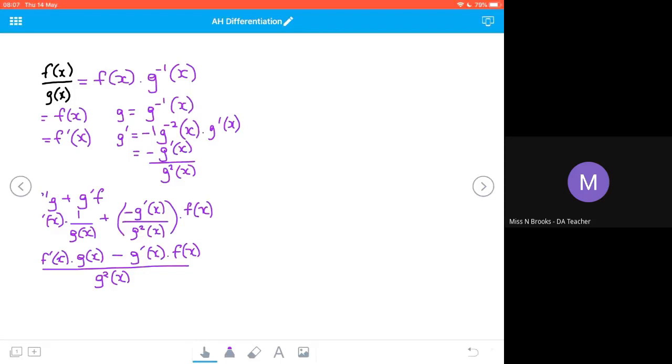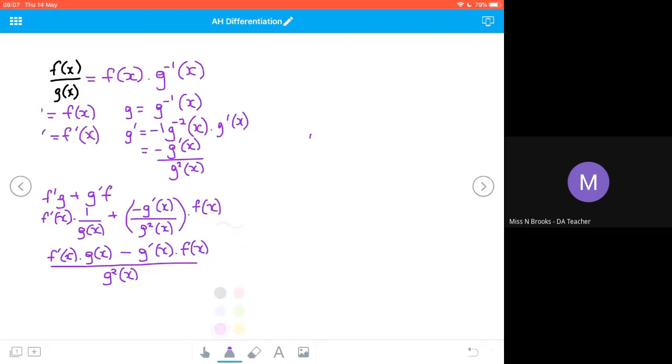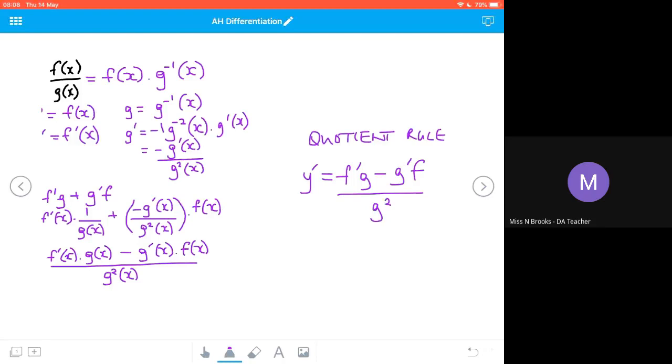So to simplify that, in our Lagrange notation, we can say that the quotient rule is y prime equals f prime g take away g prime f all divided by g squared. And we need to know this, but we can also remember that we can always derive it by using our product rule.